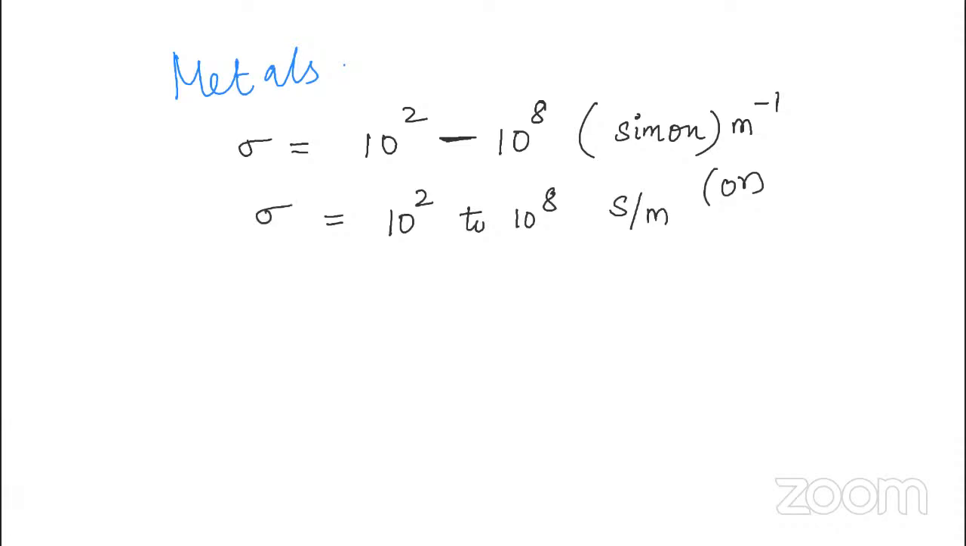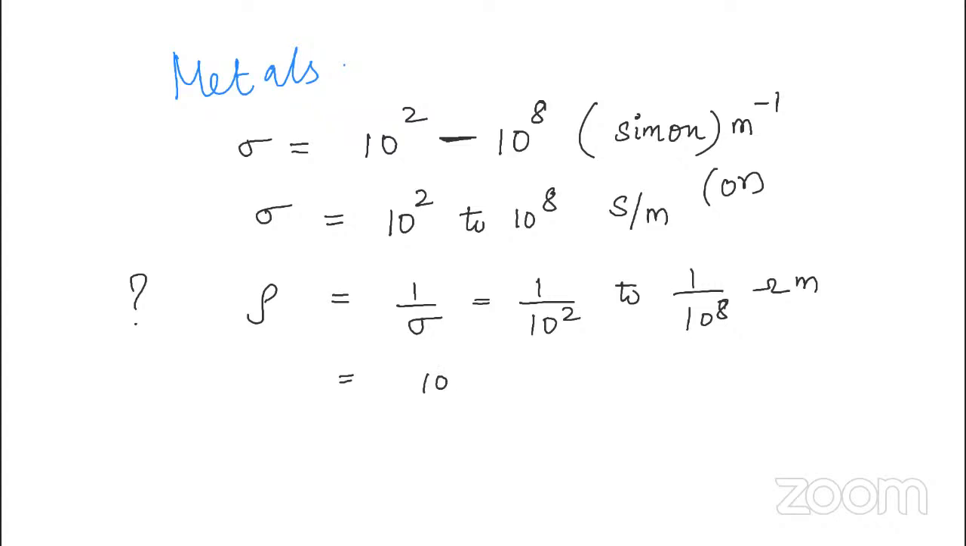Now tell me the resistivity value. Can you tell me what the resistivity will be? Here we can use the formula 1 by sigma. So what will be the value of 1 by sigma? It is 1 by 10 power 2 to 1 by 10 power 8. The unit of resistivity is ohm meter. So let us calculate: it is 10 power minus 2 to 10 power minus 8 ohm meter. This is the value of rho.